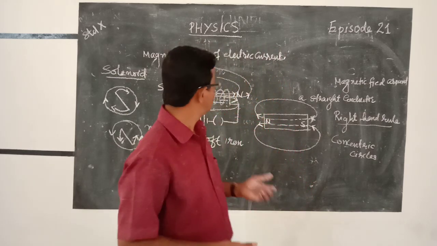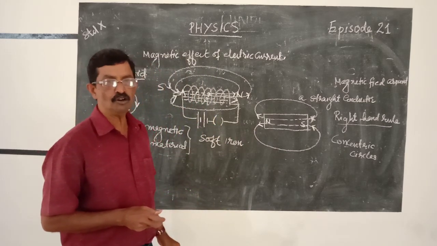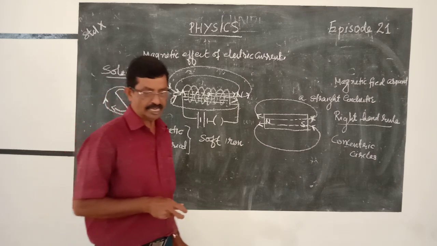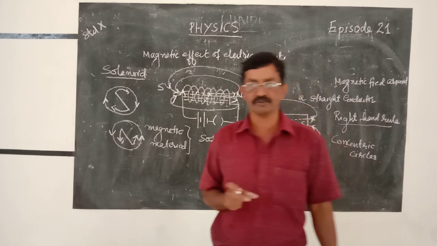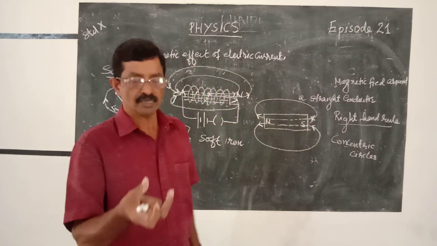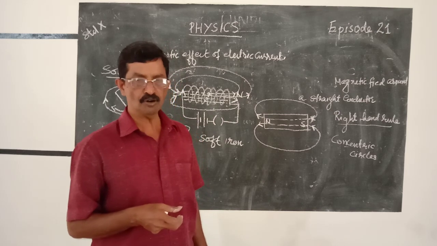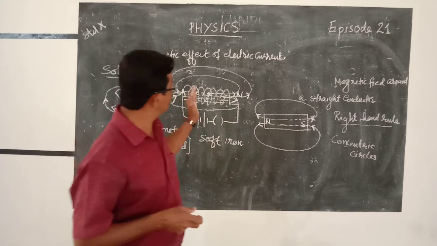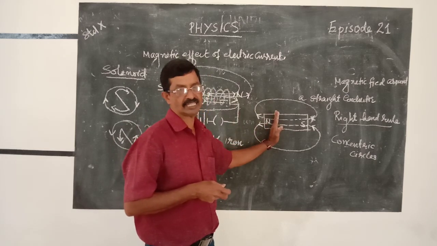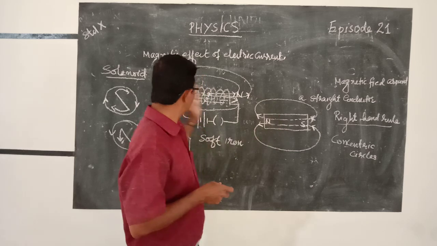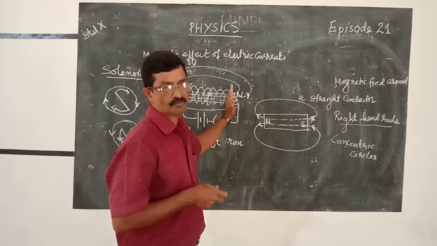And now it becomes an electromagnet. Here you see what are the things you want to remember about the magnetic field produced by a solenoid. First of all, the magnetic field produced by a solenoid is similar to that of a bar magnet. Hence, one end of it becomes south and the other end becomes north.